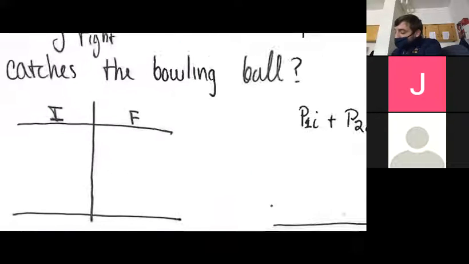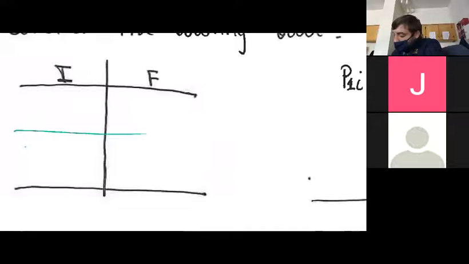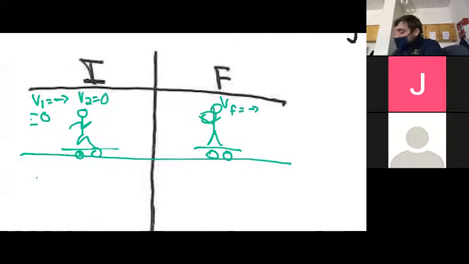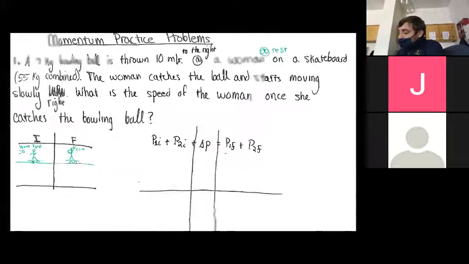So we start by drawing a picture, and you guys know that I am not big on the picture, but I am big on the given below the picture. So bowling ball flying towards the air at woman on skateboard, and then woman catches the ball, and then some like velocity vectors there to show the general direction of everything, and then my given section below the picture.